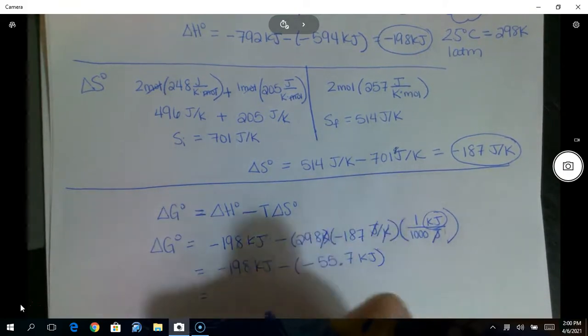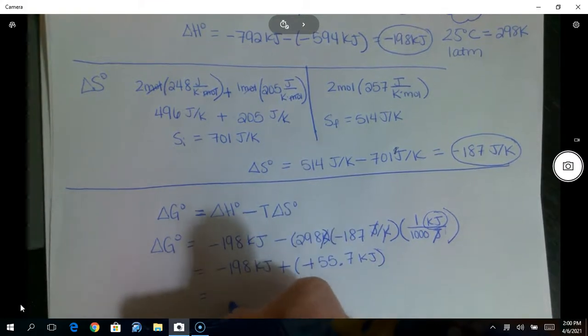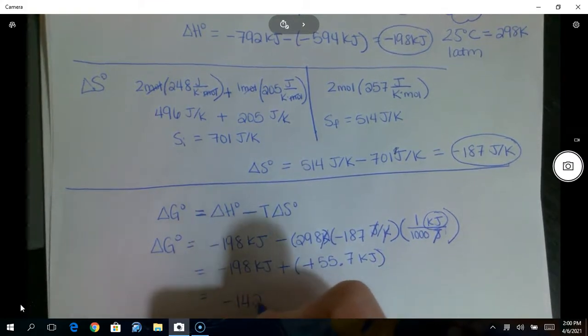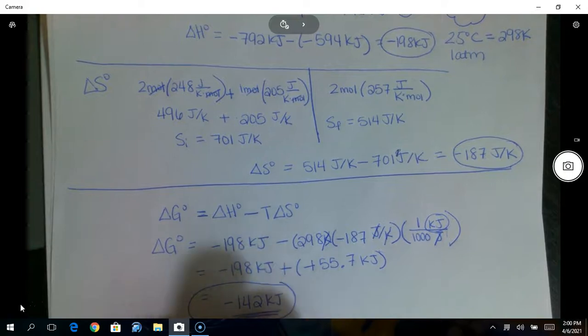This ends up giving us, so this becomes a plus, right? So this becomes negative 142 kilojoules. This is spontaneous. This is how much energy we have to do that reaction.